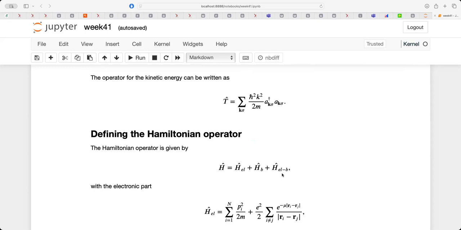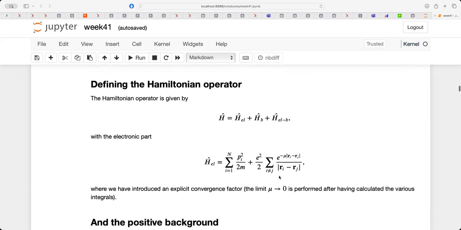Now, today, what we are going to see is that this part here produces a term which cancels exactly these two terms in the limit of an infinite volume. And then we are going to be left with a simpler term for the electronic part and the Hamiltonian itself. And this is something which we can evaluate.